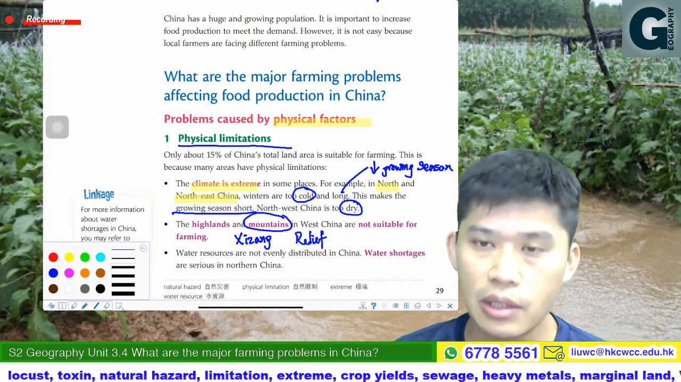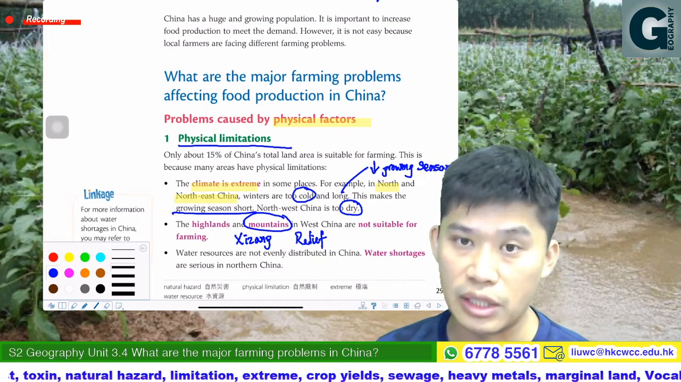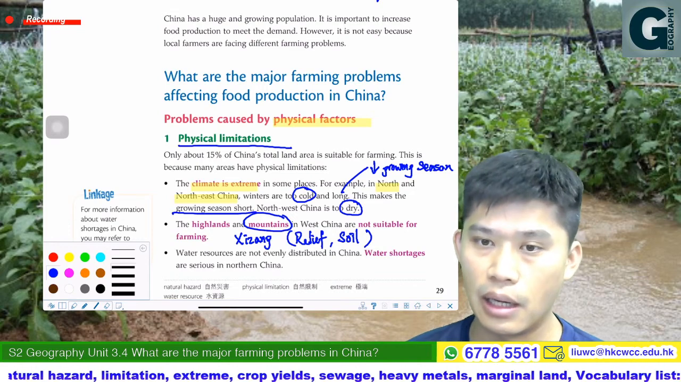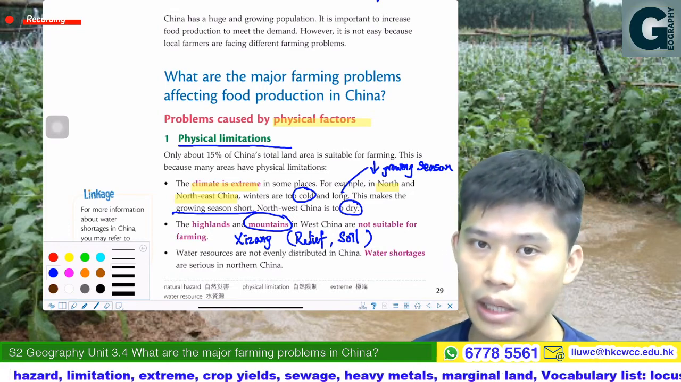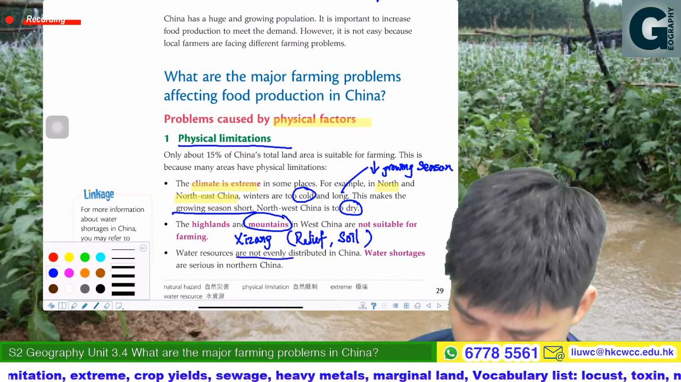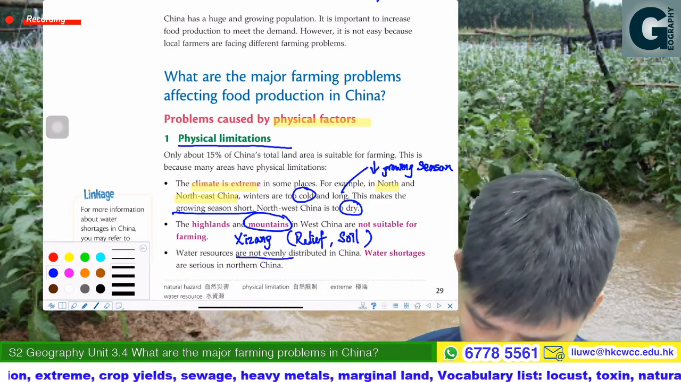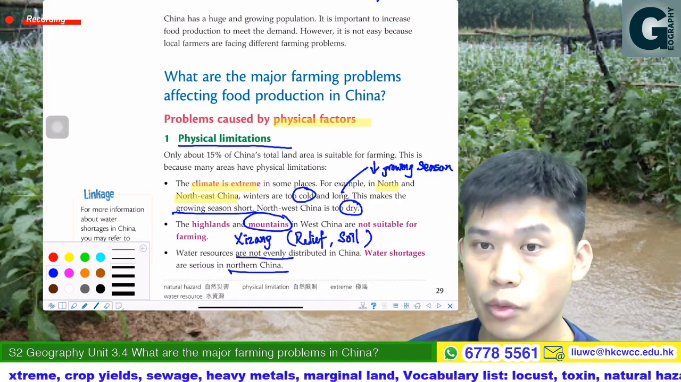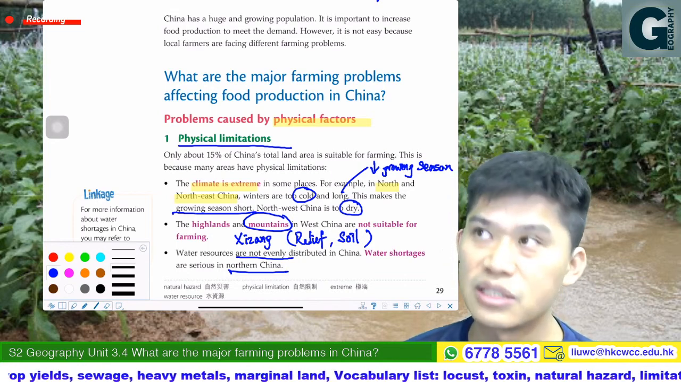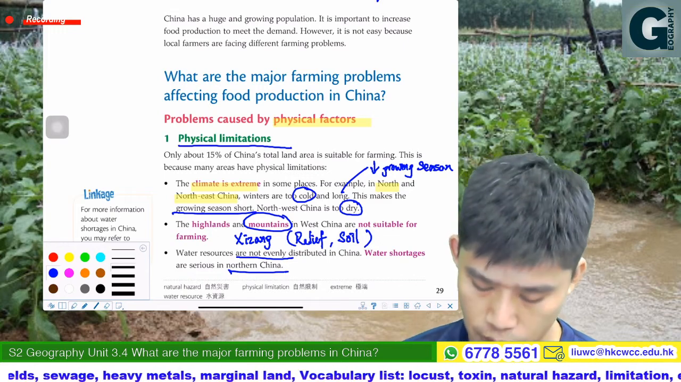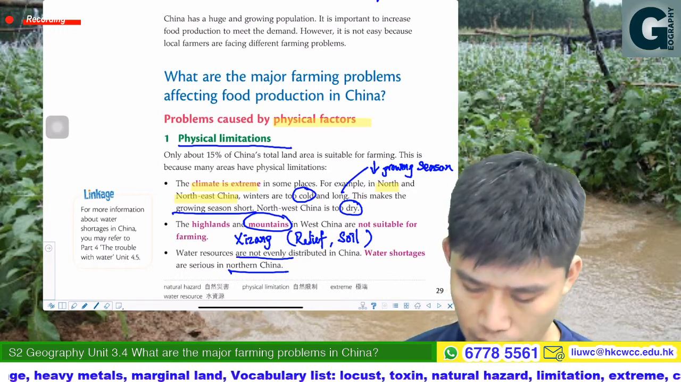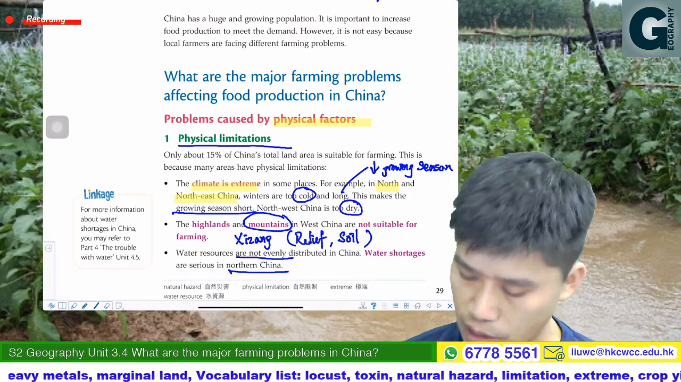If it is hilly relief, the drainage of the area or of the soil is not really good. So it will also affect the efficiency of farming. So that is also a kind of physical limitation. Then the next one, water resources are not evenly distributed in China. So in North China, they may experience water shortage. So again, this does not favor the farm production. That is about the physical limitations, or physical factors that affect the food production in mainland China.